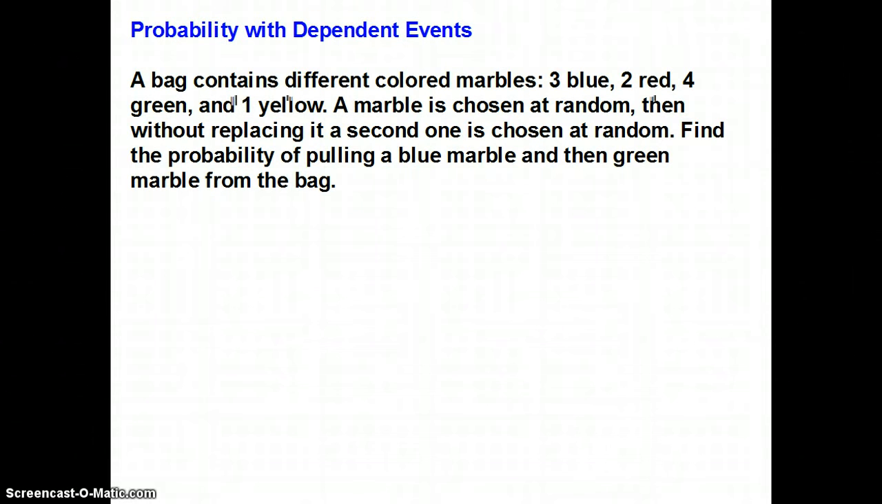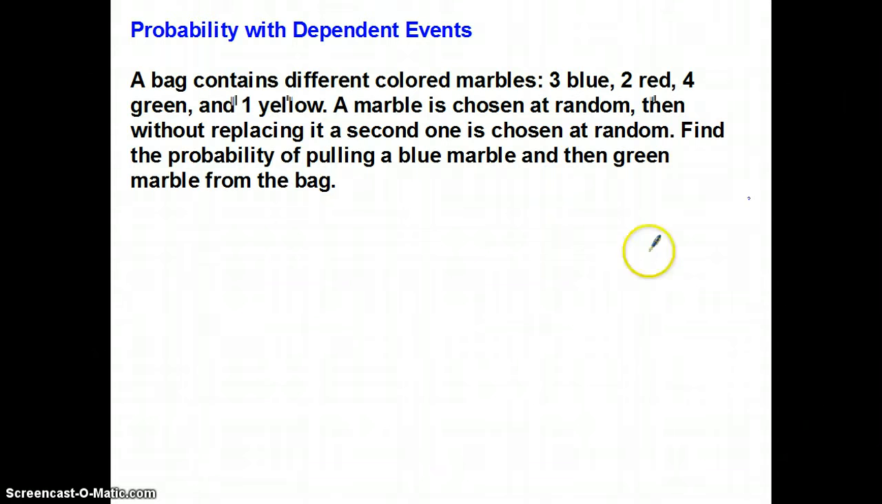We're going to look at dependent events now. We're moving away from independent events. And we have a bag that contains different colored marbles: 3 blue, 2 red, 4 green, and 1 yellow. A marble is chosen at random. Then without replacing it, a second one is chosen at random. Find the probability of pulling a blue marble and then a green marble from the bag.